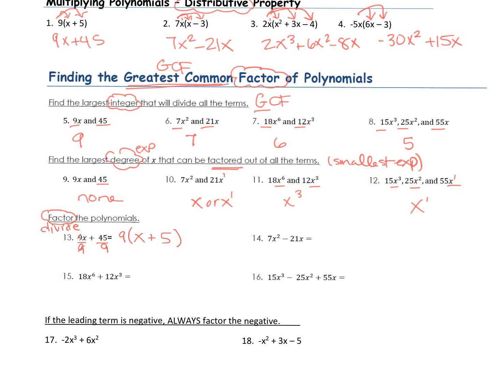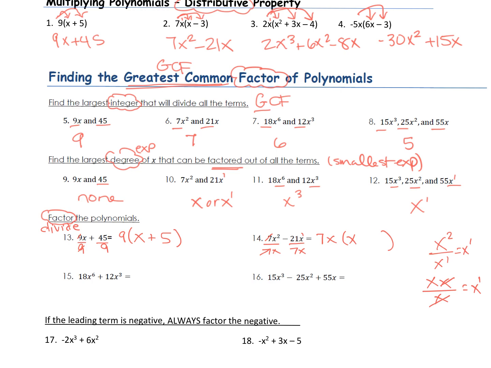So number 14, 7 and 21 have a 7 in common, and x squared and x to the first have an x to the first in common. So I'm going to divide both of these by 7x to the first. So the 7's cancel. When you're dividing like bases with exponents, you're basically subtracting. X squared divided by x to the first is going to be x to the 2 minus 1, or 1. You can almost visualize having an x squared divided by an x, and one of the pairs of x's cancel, and again you just get an x to the first.